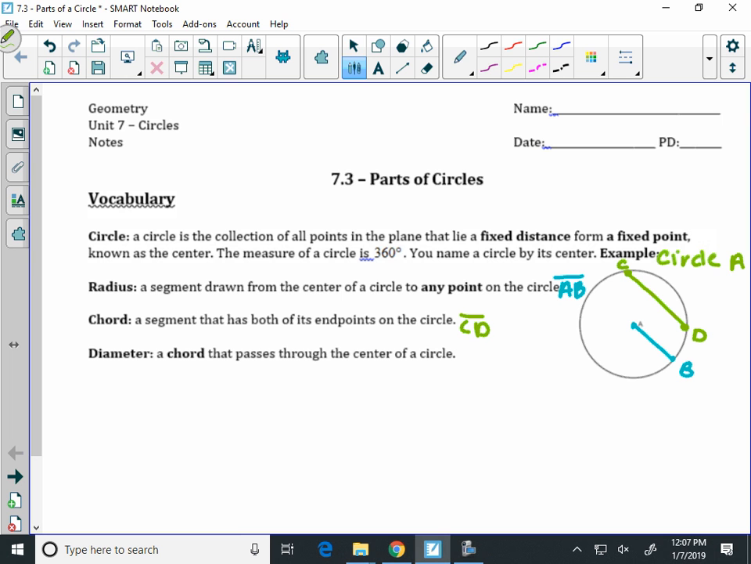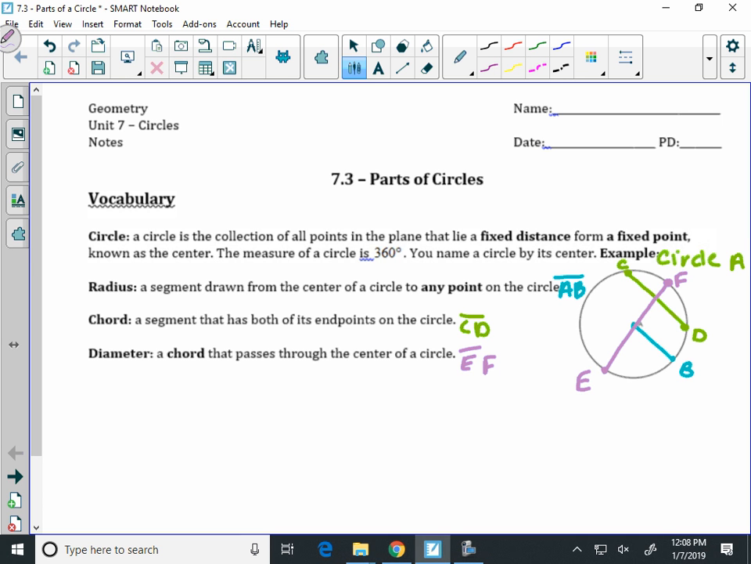A diameter is a chord that passes through the center of the circle. So the diameter is a chord. It's a special type of chord because it goes through the center. An example of a diameter would be: you start at the edge, you go through the center, you keep going to the other edge. We'll call it EF. That is a diameter. It's a chord because the endpoints are on the edge of the circle, but what makes it a diameter is that it's going through the center. Okay? So that is EF, the diameter.